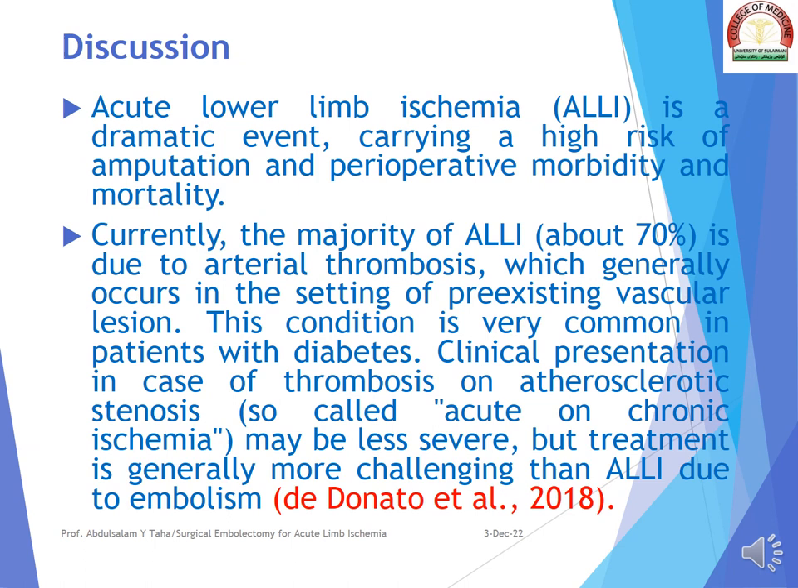Discussion. Acute lower limb ischemia is a dramatic event carrying a high risk of amputation and perioperative morbidity and mortality. Currently, the majority of acute lower limb ischemia, about 70%, is due to arterial thrombosis, which generally occurs in the setting of pre-existing vascular lesion. This condition is very common in patients with diabetes. Clinical presentation in case of thrombosis on atherosclerotic stenosis, the so-called acute on chronic ischemia, may be less severe, but treatment is generally more challenging than acute lower limb ischemia due to embolism.